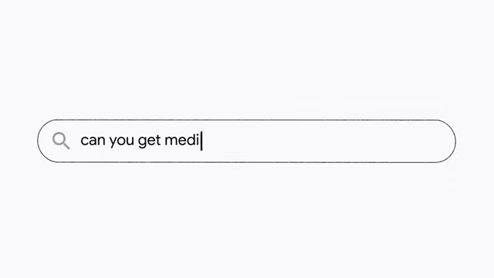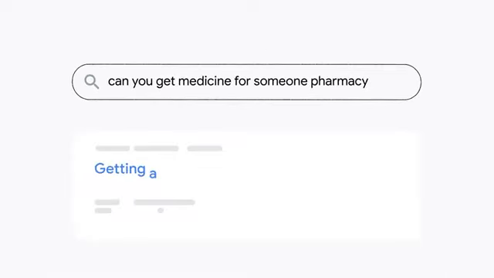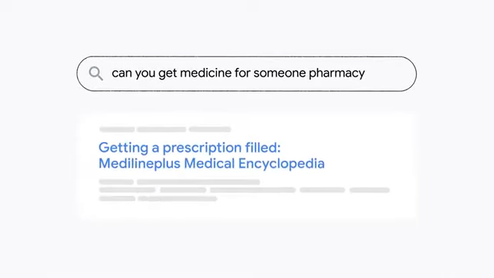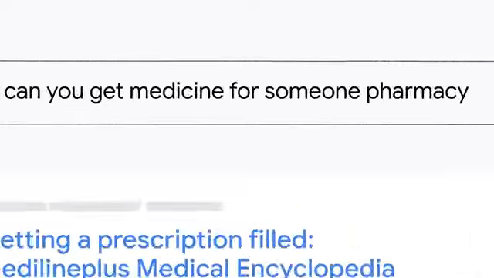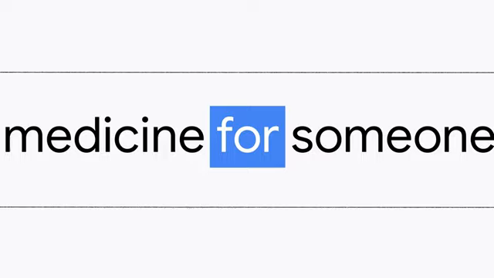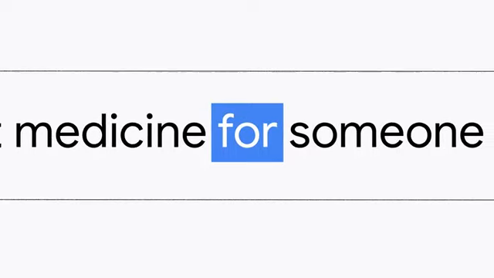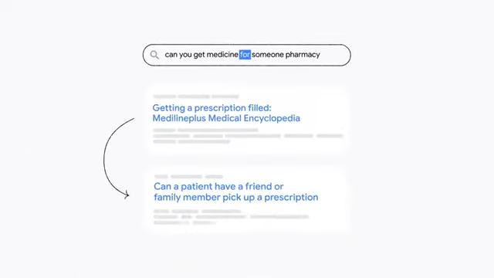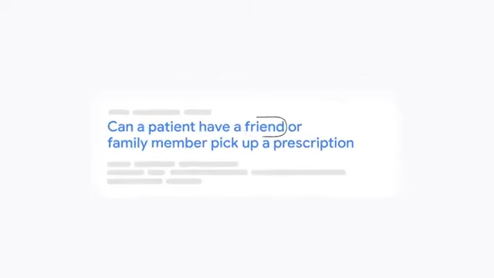Search used to process a query by pulling out the words it thought were most important. For example, if you said, "Can you get medicine for someone pharmacy?" you would have gotten general results about pharmacies and prescriptions because it would have essentially ignored the word for. But with BERT, the little words are taken into account, and it changes things. Search now understands you want to know if you can pick up medicine prescribed to someone else.